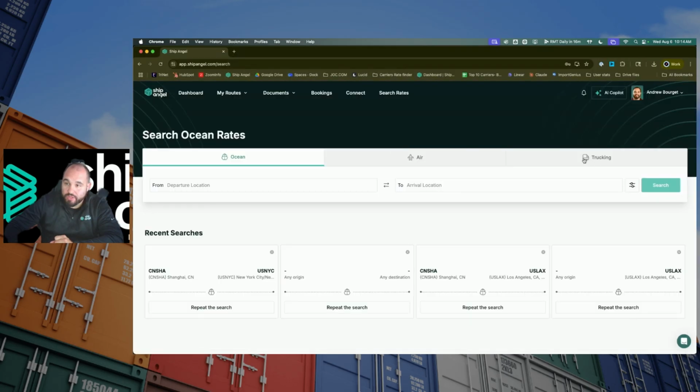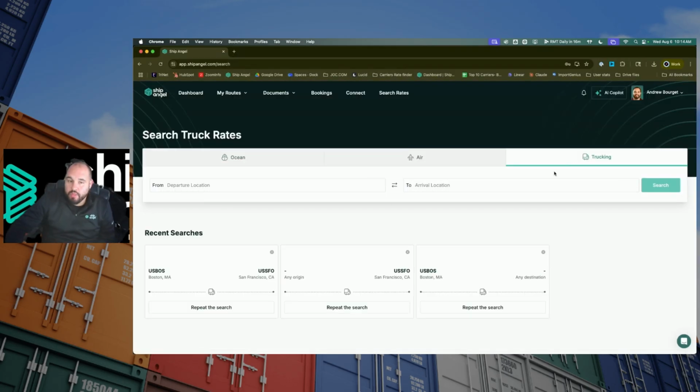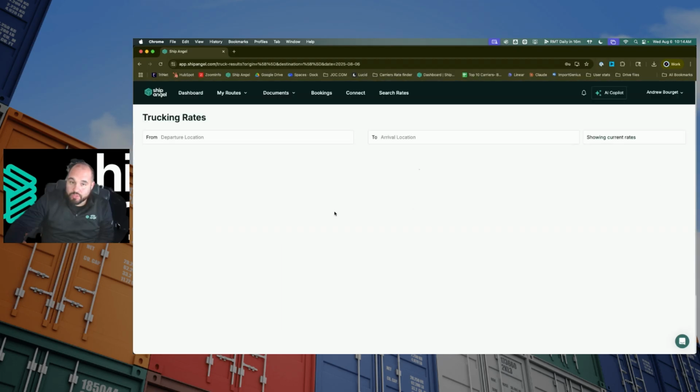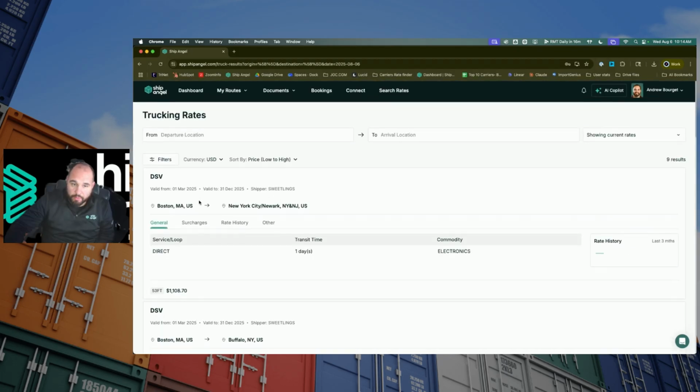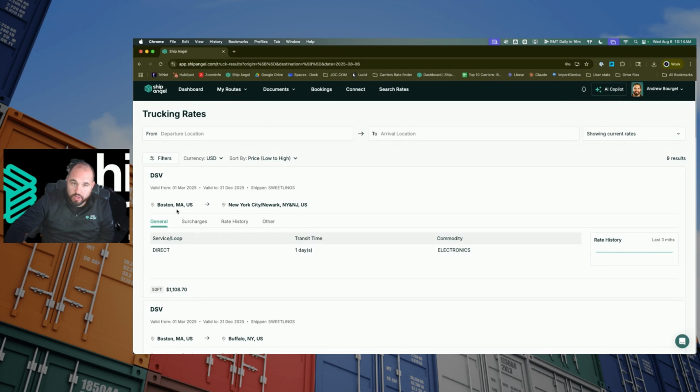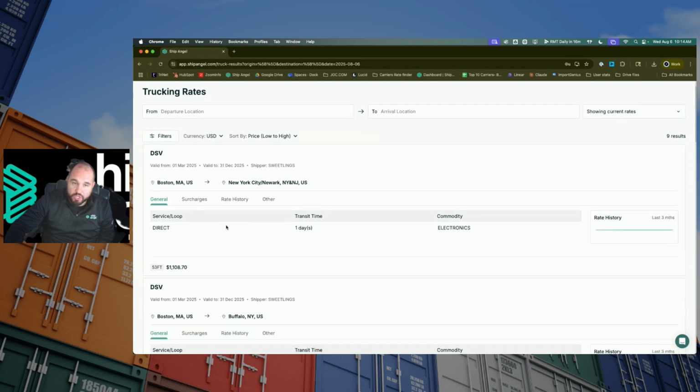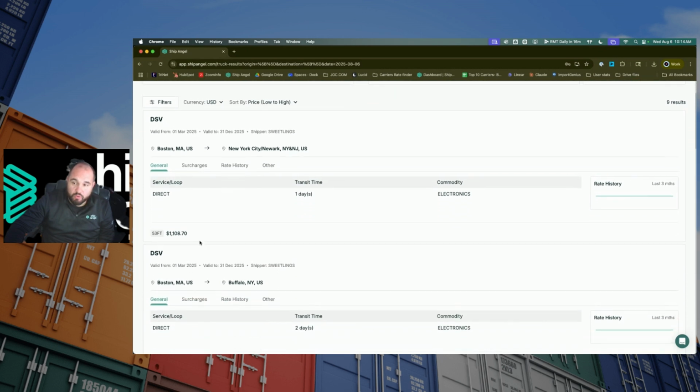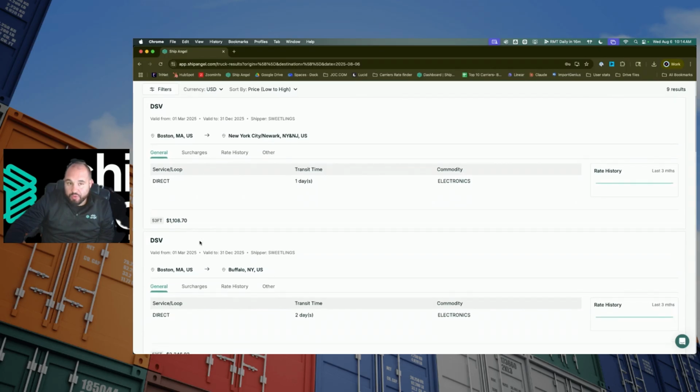Additionally, we have the modality of trucking built into the platform. And so you can do a search, whether it be ocean, air, and trucking, and get results. And so I'm just going to pull up what we call a blank search here. And you're going to see a bunch of different results from origin to destination for some trucking rates. And so what this allows is multiple teams who manage multiple modalities of shipments all can be using the system at once based on their modality.